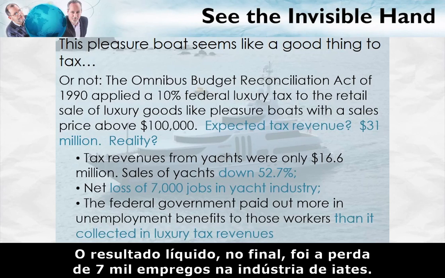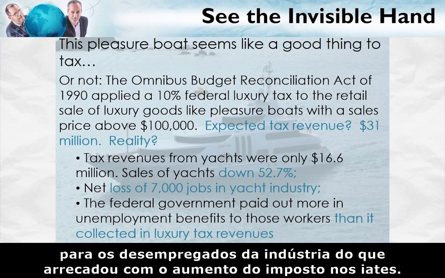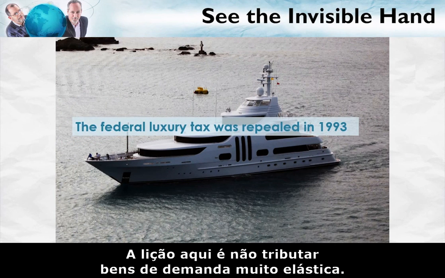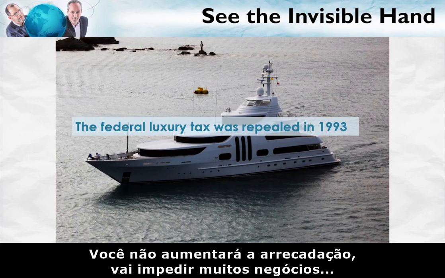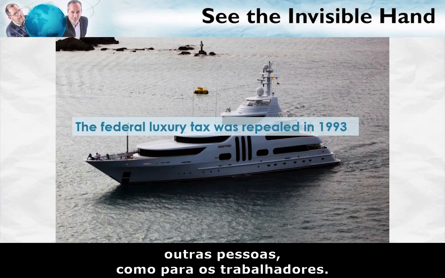The net result, in fact, was a loss of 7,000 jobs in the yacht industry. Indeed, the federal government ended up paying out more in unemployment benefits to unemployed yacht workers than it collected in tax revenues from yachts. Because of this, the federal tax was repealed in 1993. The lesson here, don't tax goods which have really elastic demands. You're not going to get a lot of revenue, you're going to deter a lot of trades, and that will create a lot of deadweight loss, and perhaps secondary losses for other people, such as the workers.